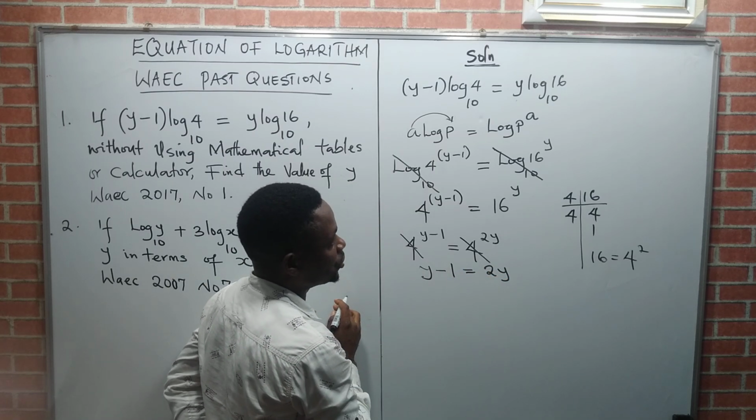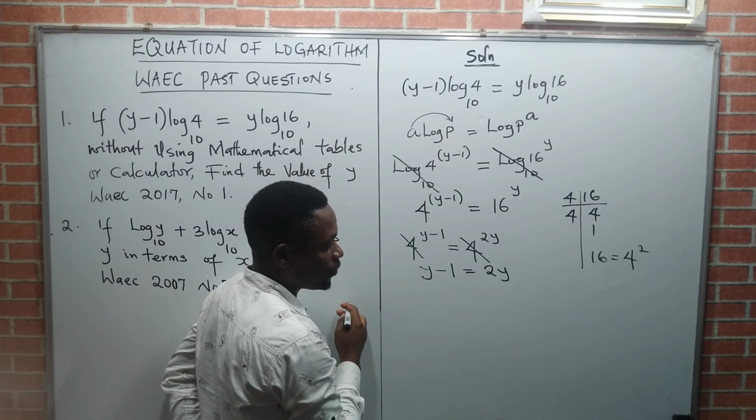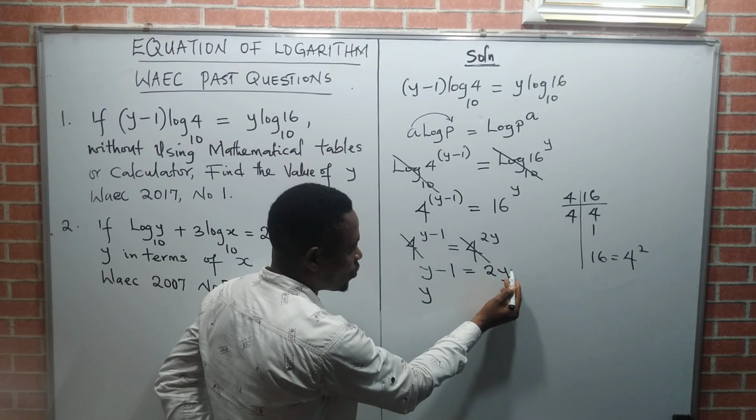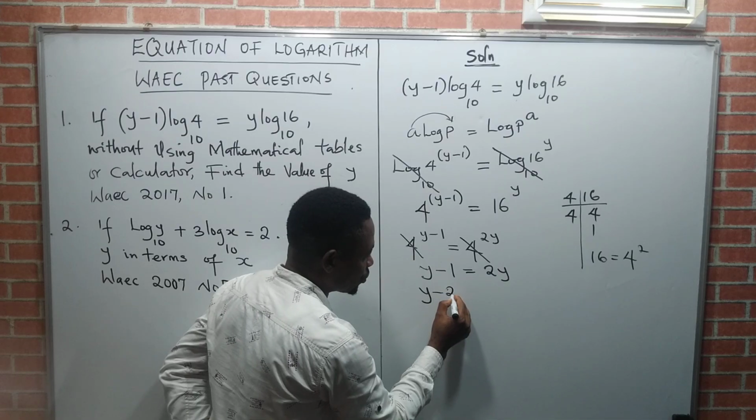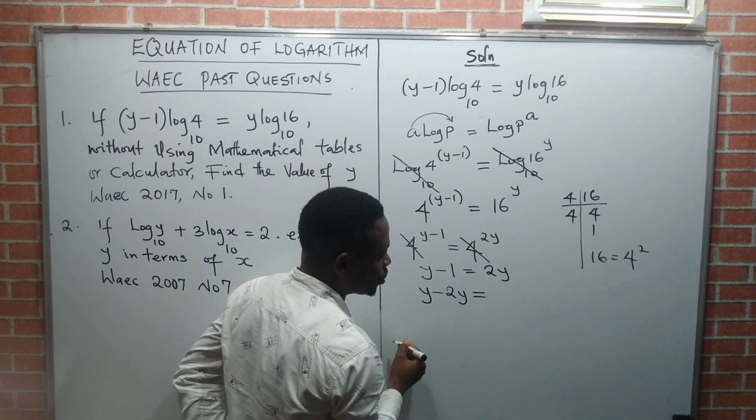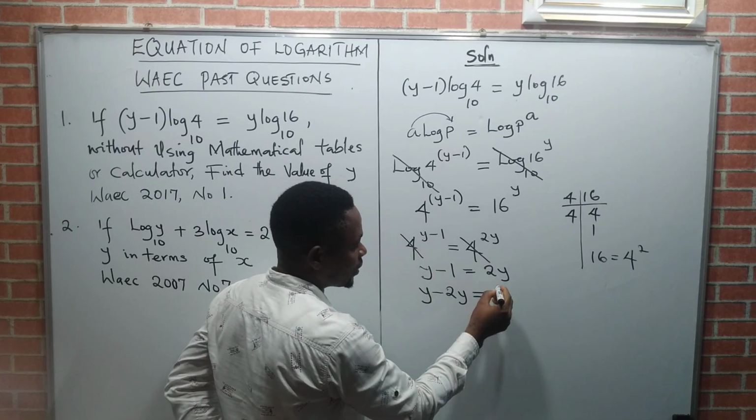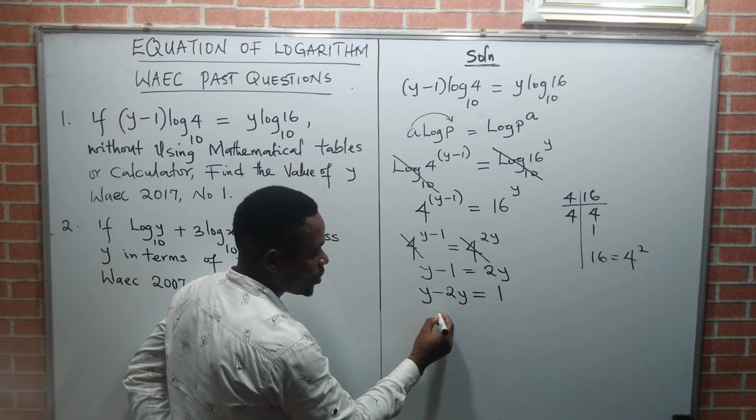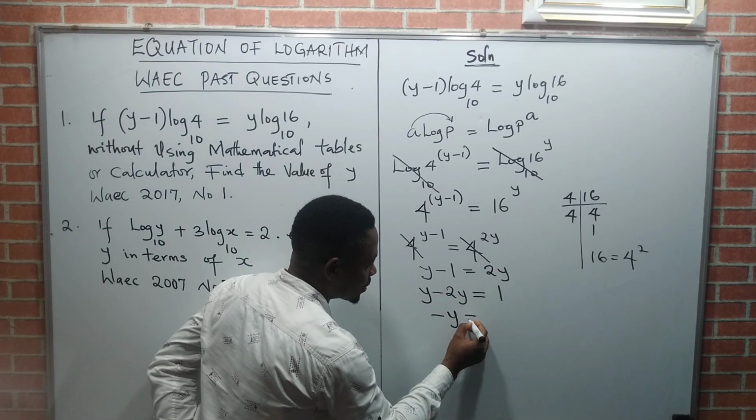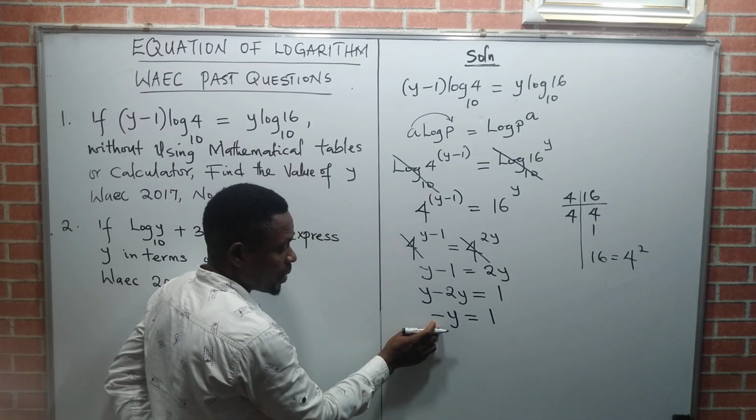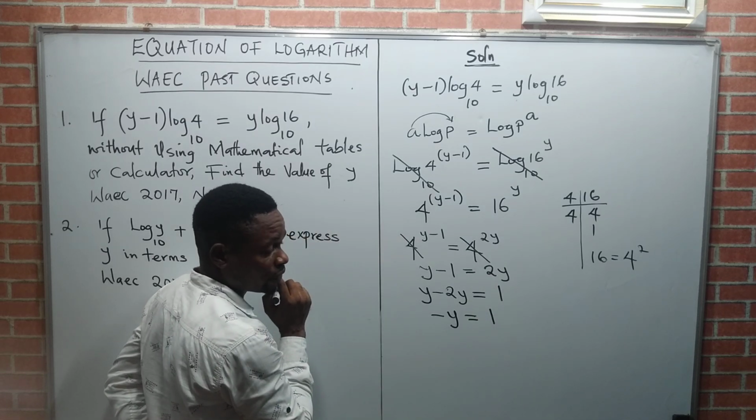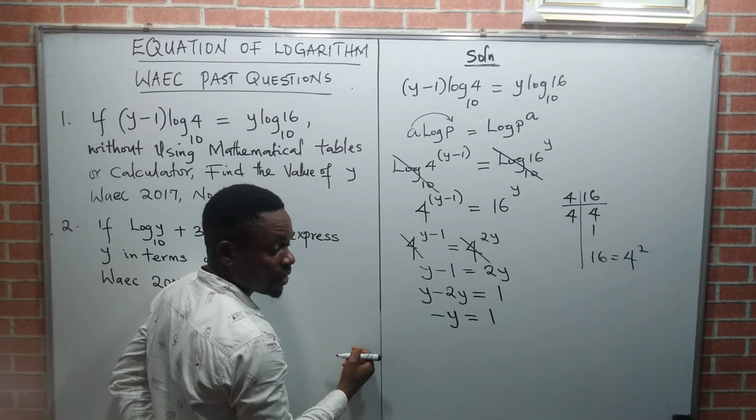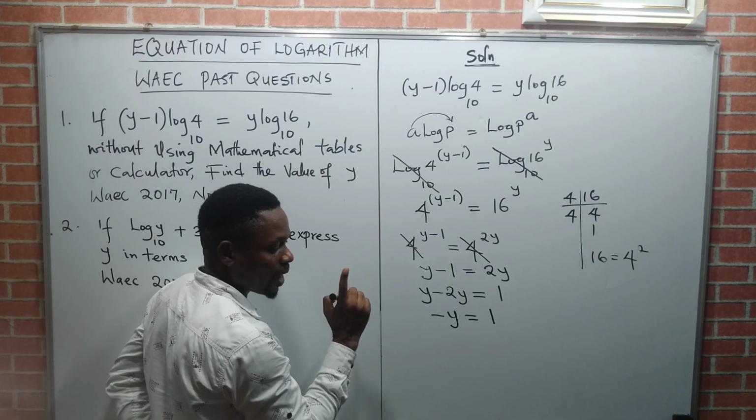Then on reaching this junction, you do what we call collection of like terms. I will have y, then to the right is 2y. By the time 2y moves to the left, it will change to minus 2y. Then it is equal to, this is minus 1, take it to the right, it will give you 1. Then y minus 2y will give us minus y, equal to 1. My target now is to make y the subject of the formula. What is the coefficient of y? It is minus 1. So I divide both sides by minus 1.